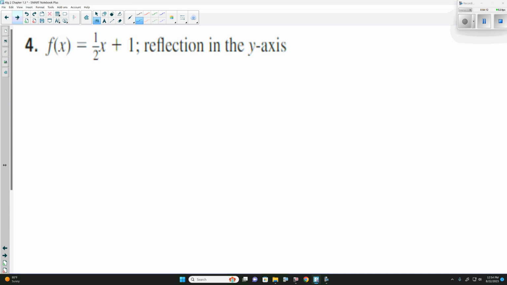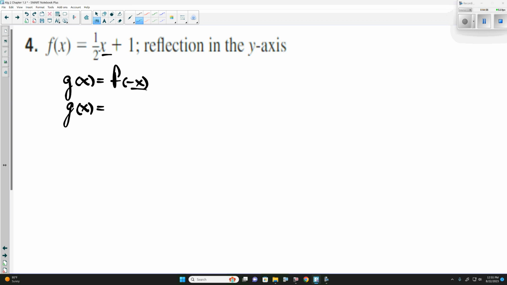Our last one of reflections is this here. We want to reflect the function f of x equals 1/2 x plus 1 over the y-axis. Now, it didn't tell us a specific name for the new function, but we can call it g of x. Since it's across the y, we'll have f of negative x. This time we did change the x inside the parentheses for our function, which means every x in f of x has to be replaced with our negative x. So we're replacing every x in this here with negative x.